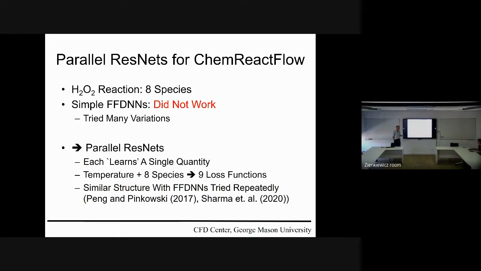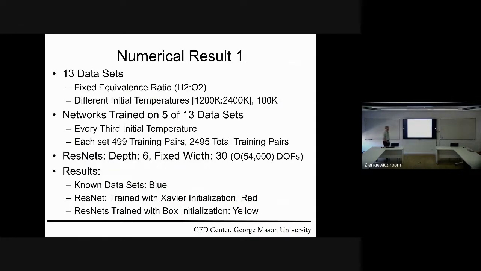Okay, so we have separate neural nets for each species. We have a temperature plus 8 species, so there are 9 loss functions, and we tried repeatedly a similar structure with FNNs. These were other researchers that had tried that, and with that you get some better results. So we had 13 data sets.